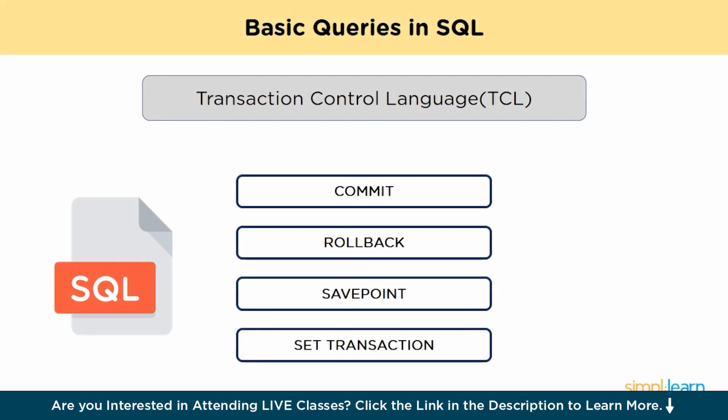TCL or transaction control language. These commands deal with the transaction within the database. Commit command commits a transaction. Rollback command rolls back a transaction in case of any error. Savepoint sets a savepoint within a transaction. Set transaction specifies characteristics for the transaction.